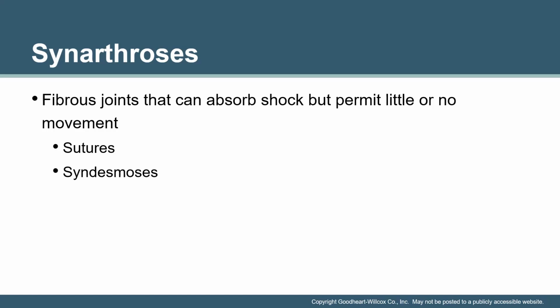So we'll walk through them. Okay, so a synarthrosis. A synarthrosis is a fibrous joint that can absorb shock, but doesn't permit a ton of motion. And this would be a suture or something called a syndesmosis. So a suture joint, remember we talked about that in the skull. Okay, but as we age, those become completely immovable and fused, and a different sort of classification of joint at that point. Still immovable, I guess.